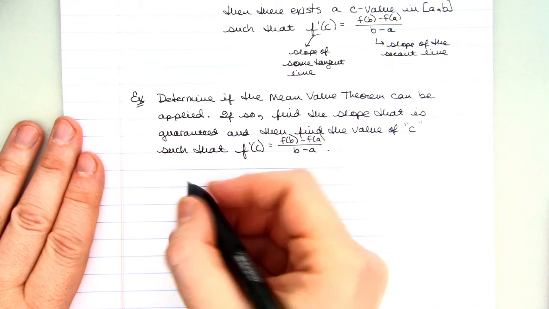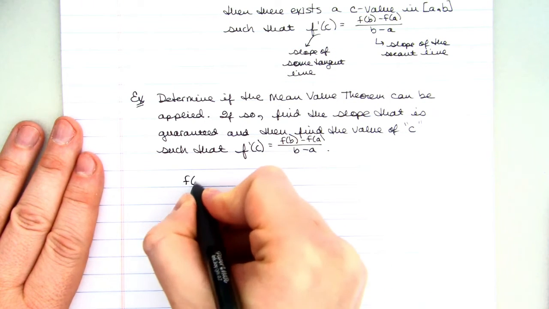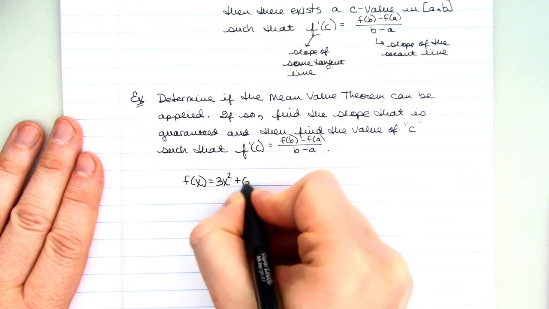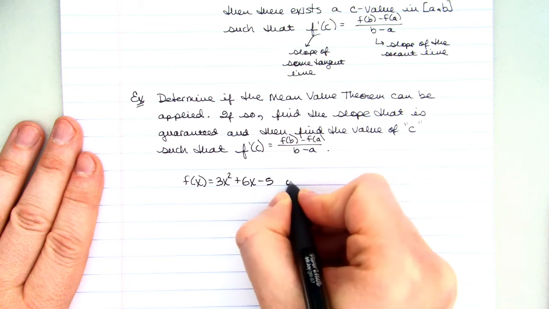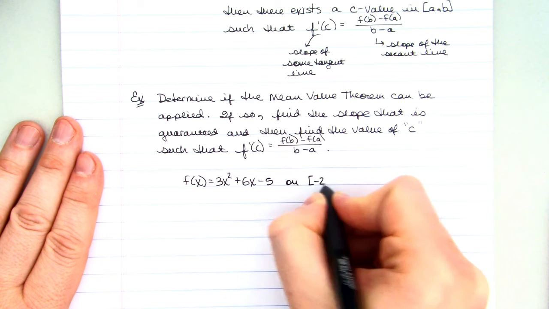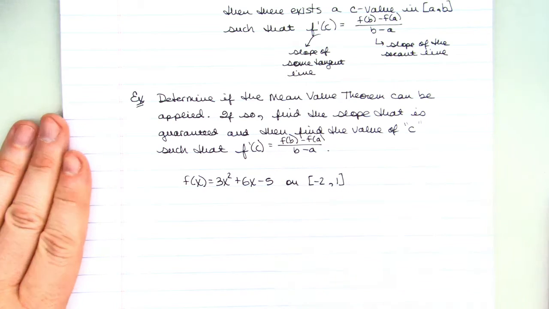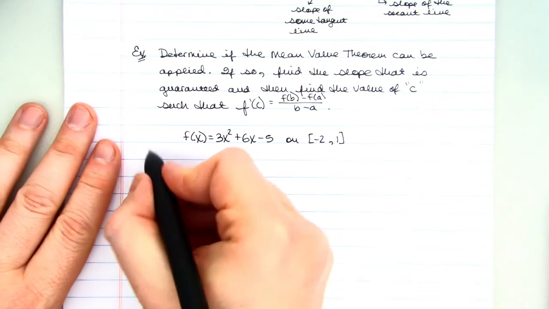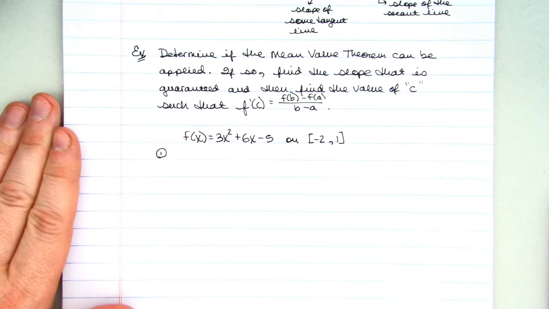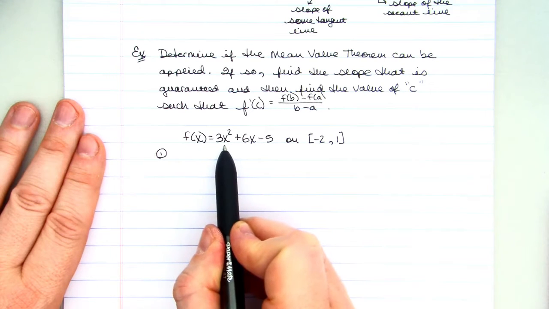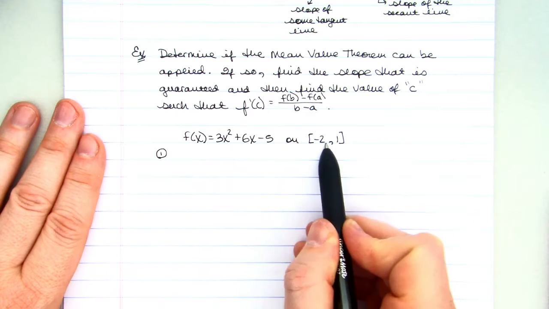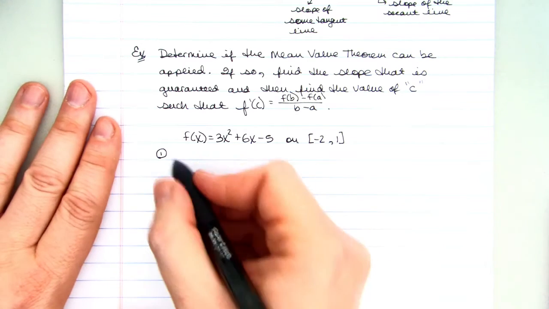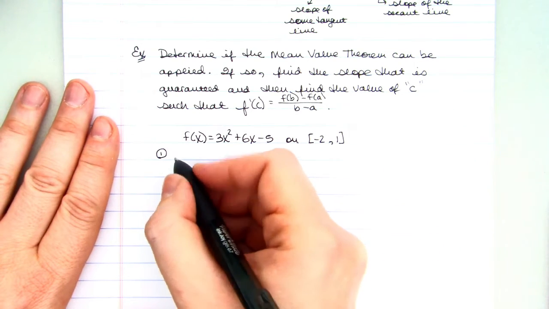Oh, I never actually gave you a function. We're going to take a look at the function f of x equals 3x squared plus 6x minus 5. And I'm going to deal with this on the closed interval from -2 to 1. First of all, is my function f of x continuous on the closed interval from -2 to 1? Well, sure. It's a polynomial. All polynomial functions are continuous. I do need to actually state this, though.